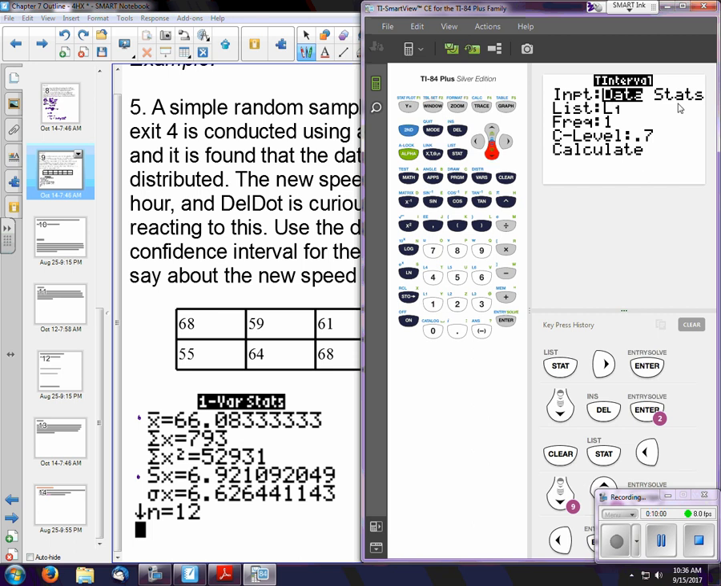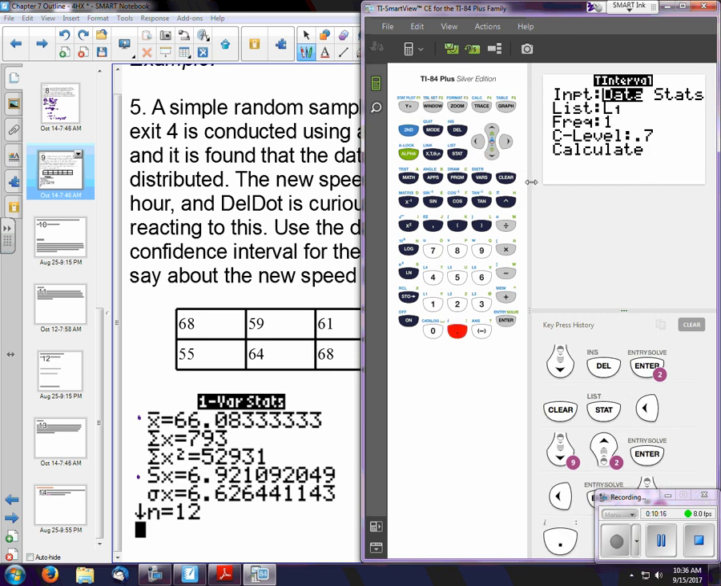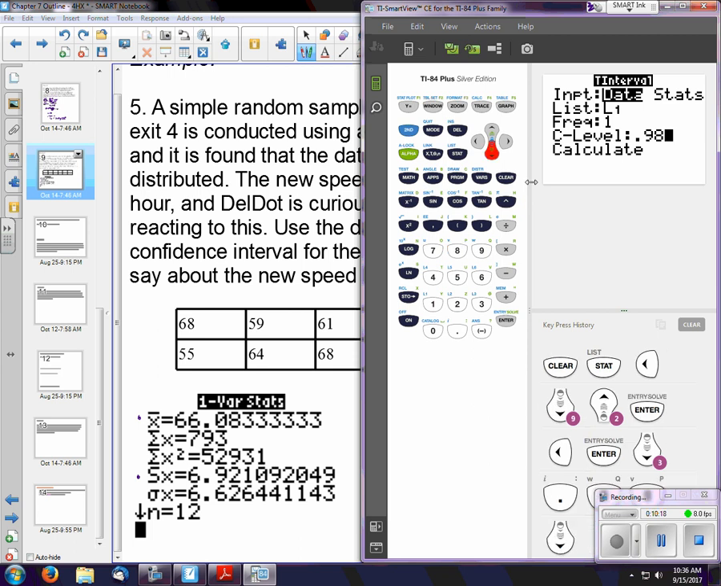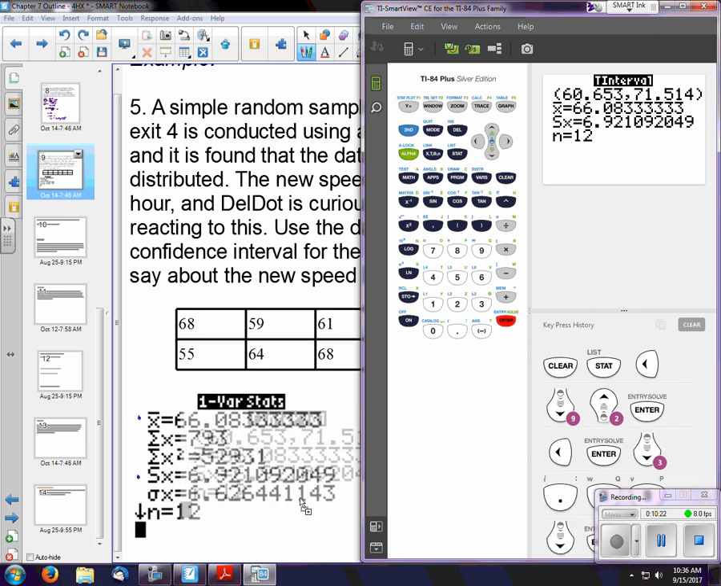Stats, if you did not already have a list of data and you had something like the previous example, you would have to use that function. So we can go back over that in a moment. So since we're using our data in what I put as list 1, leave frequency as 1 as a placeholder. Our confidence level we said was 0.98. When I calculate, this gives me my interval.